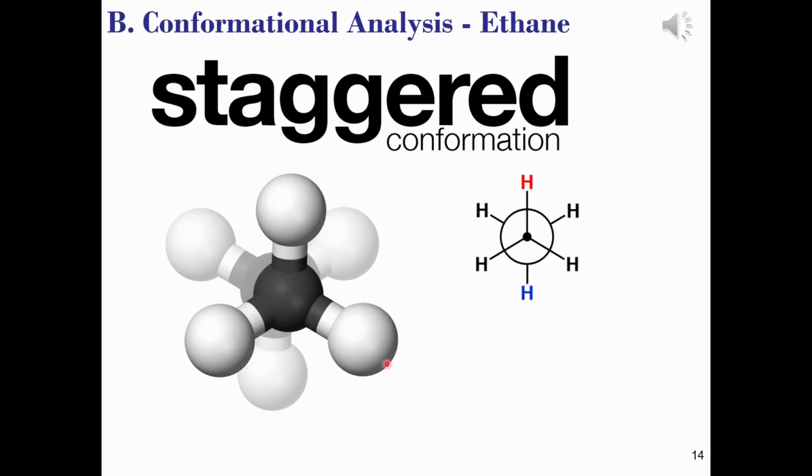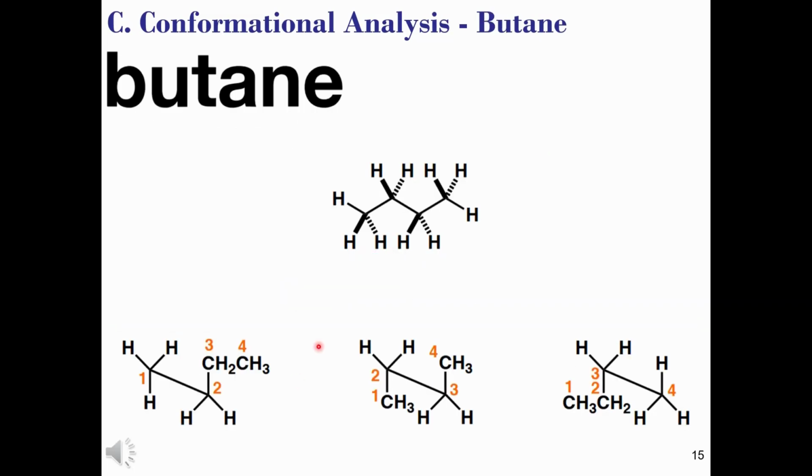This lowers the energy by 12 kilojoules per mole. So we've learnt that there are 2 conformations and that a staggered conformation is more stable than an eclipsed conformation. This concludes part B. Going to be looking at the conformational analysis of butane.